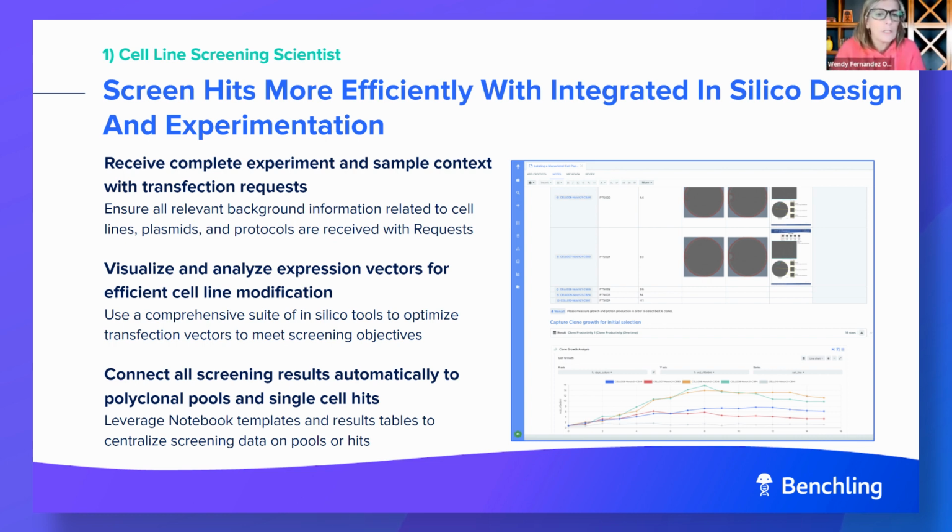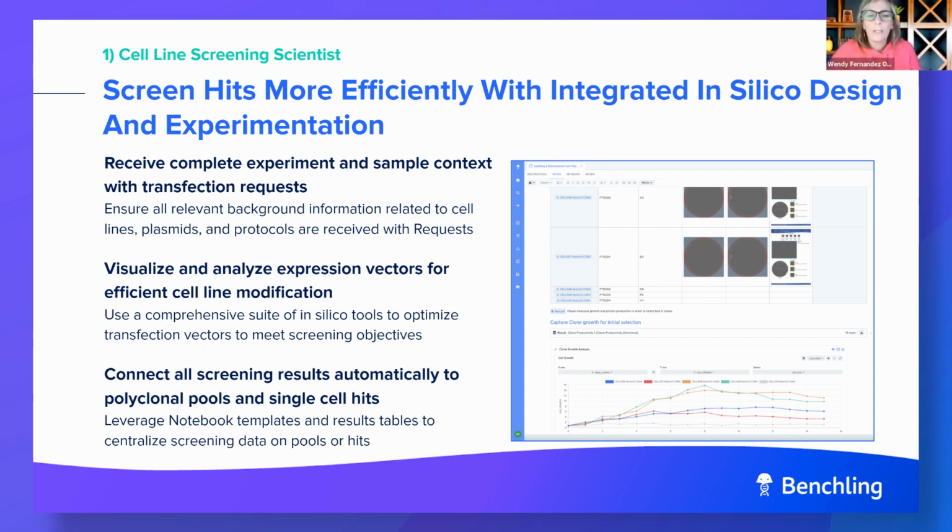For a successful transfection, it's important for this team to have access to the full experiment and the sample context related to the experiment they're about to work on. And even if this team doesn't do the in silico design, it is key to have access to the sequence level information and the tools to analyze that information. And the team needs to maintain a centralized record of the screening process and the relationship between the parent cell and the polyclonal pools and the monoclonal hits.